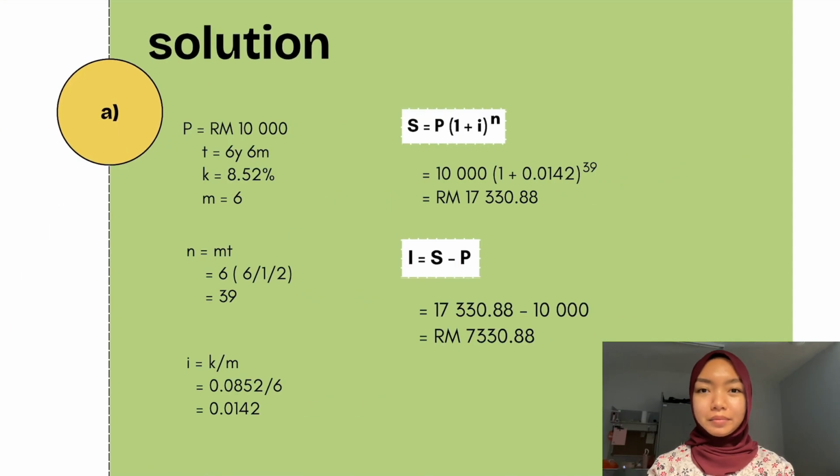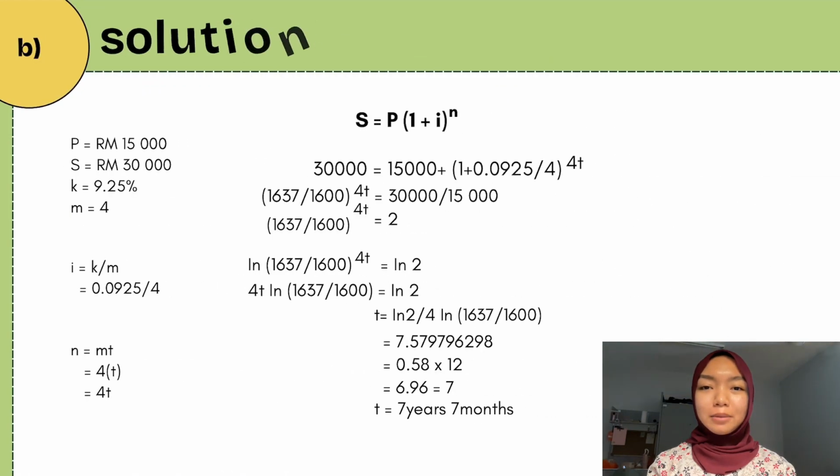Question A. Find the value of N and I first, then use the formula S equals P bracket 1 plus I bracket power N to find the amount. Now use I equals S minus P to find the interest. The final answer will be RM 7,330 and 88 cents.